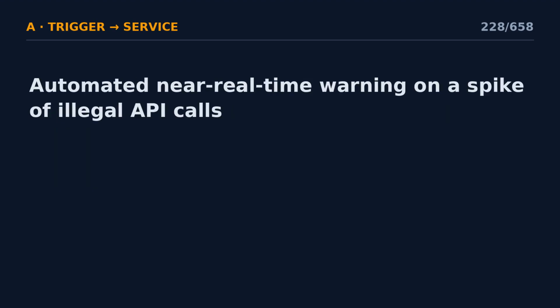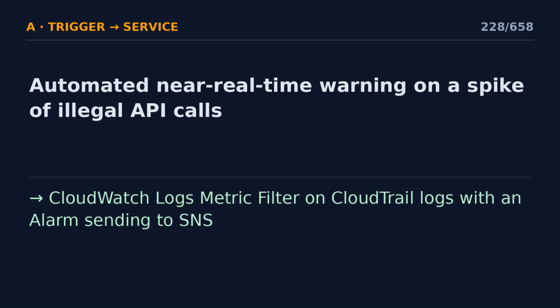Automated near real-time warning on a spike of illegal API calls. Answer: CloudWatch logs metric filter on CloudTrail logs with an alarm sending to SNS.